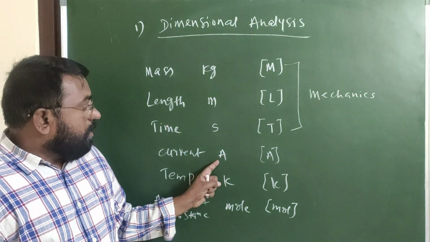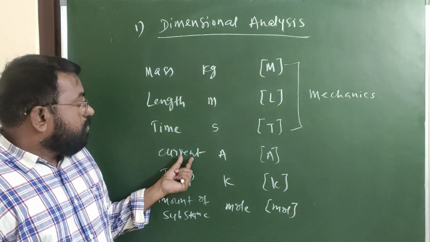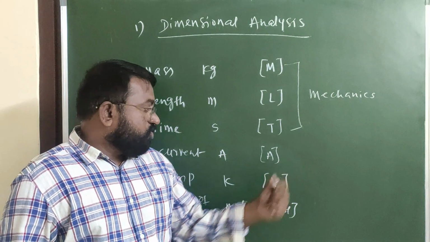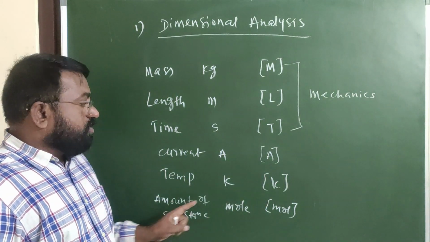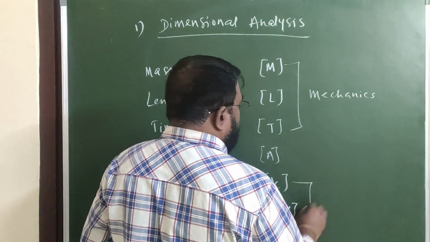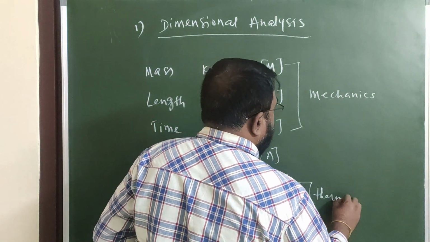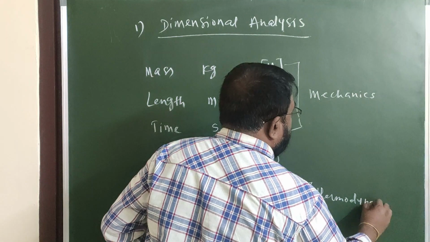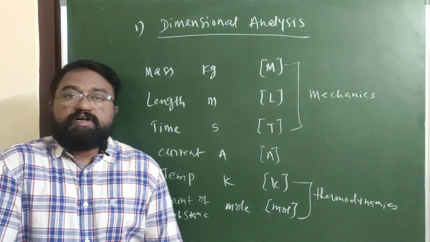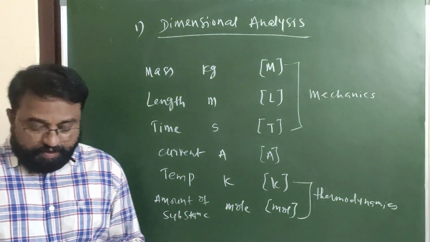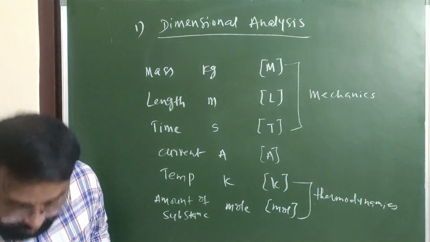This is current, electric current. This we can use in the electric current chapter. Another one, temperature and amount of substance. These two are used in thermodynamics. See, these are the fundamental physical quantities we can use in dimensional formulas.